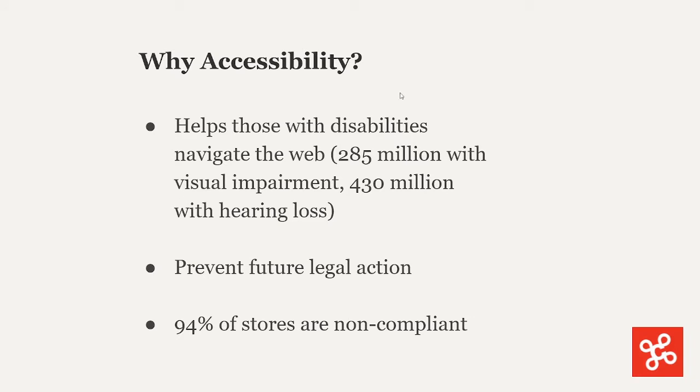Why is accessibility important? There are people who want to navigate the web, but they might have a visual impairment, they might be colorblind, they might deal with hearing loss, and because of those disabilities, they have to navigate the web using special tools, or they require sites to adhere to certain standards so they can navigate better. So by making your website adhere to these accessibility standards, you're helping people with disabilities be able to navigate and shop on your site. It also helps prevent future legal action.